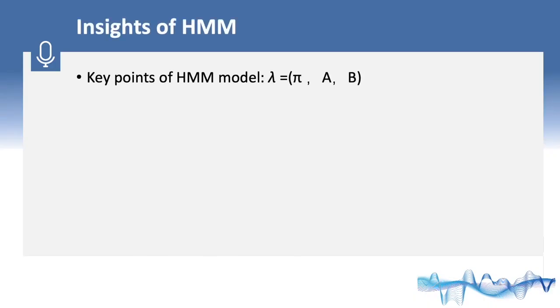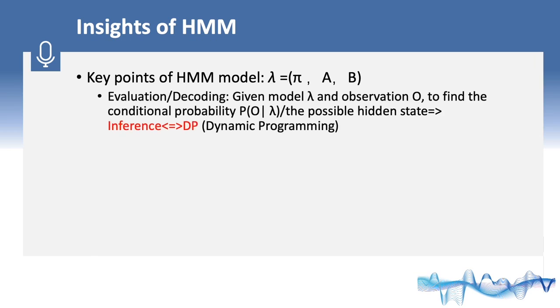In this session, we will introduce some features of HMM and different types of HMM. Key points of HMM model lambda: there are two kinds of procedures. Evaluation and decoding procedures aim to find the conditional probability P(O|lambda) and the possible hidden state when model lambda and observation O are given.